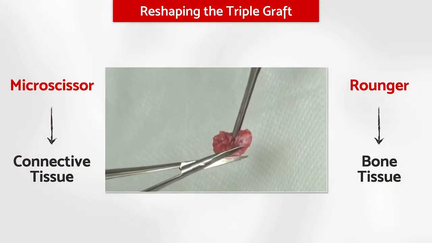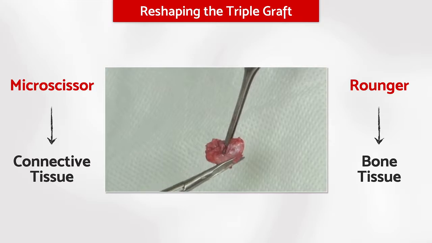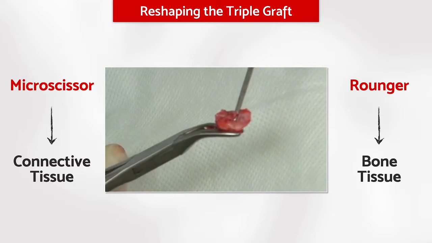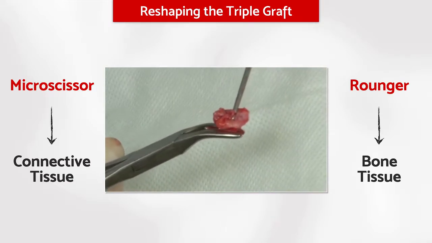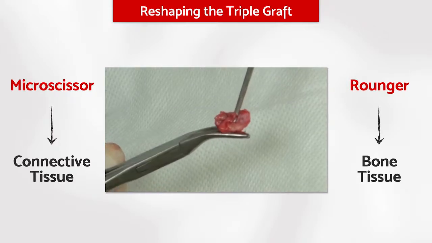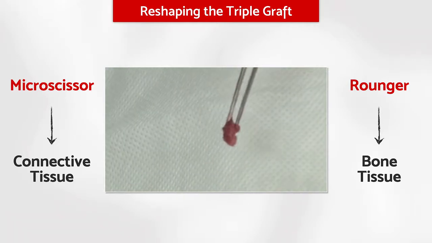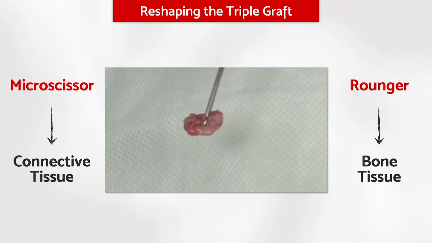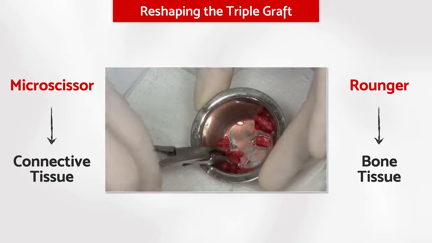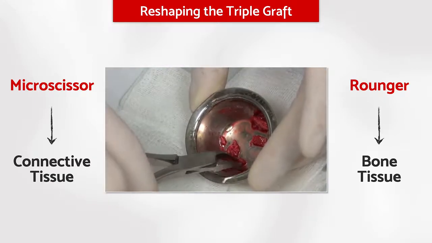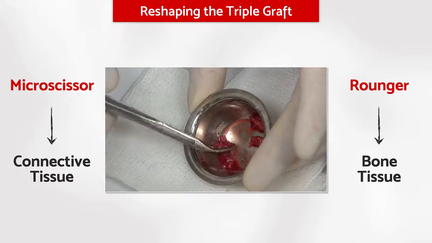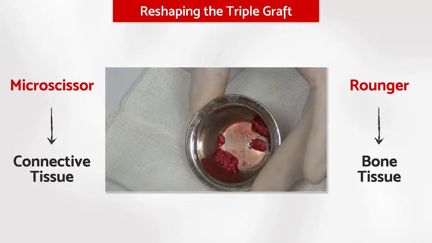After graft harvesting, we reshape this triple graft. We use micro scissors to reshape the connective tissue and a rounder to reshape the bone tissue. This is a triple graft. Now we crush the remaining bone using the same tool that was used to reshape the bone tissue, a rounder, and we reduce as much as we can the size of the particles.